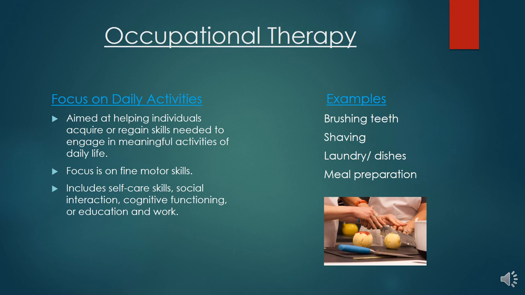Occupational therapy is focused on fine motor skills and improving functioning with daily activities. It's aimed at helping individuals acquire or regain skills needed to engage in meaningful activities of daily life, such as self-care, social interaction, cognitive functioning, or education and work. Examples may include helping an individual with personal care routines, such as brushing teeth or shaving, helping with daily tasks such as meal preparation, laundry, or budgeting, or helping an individual to socialize with others and engage in work or educational activities.